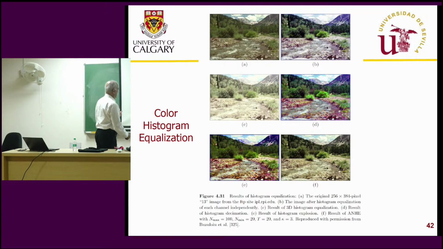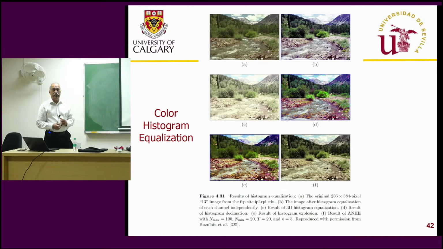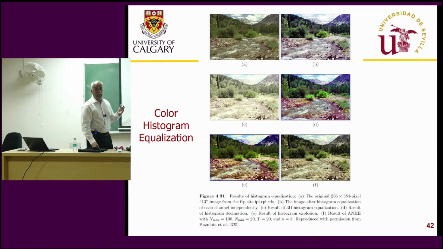Mihai Ciuc from Romania, with Professor Buzuloiu, we did this work and published this many years ago, 25 years ago, in the Journal of Electronic Imaging. Color histogram equalization, there are a few different methods. The histogram of a color image is a 3D entity. And based on that, some have said equalize in 3D, equalize RGB separately, and there are many other algorithms.